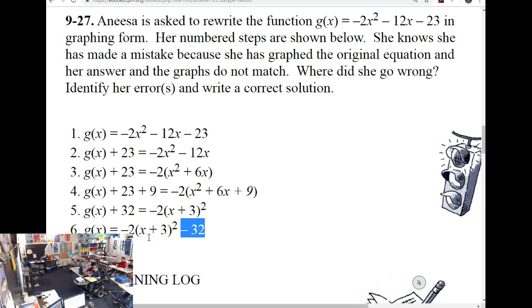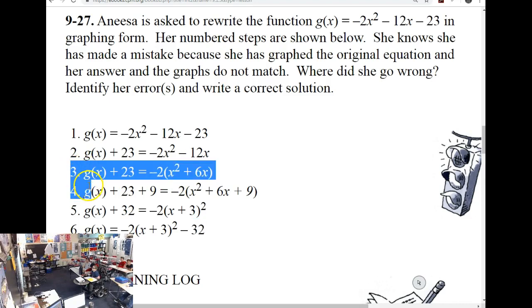I thought it'd be like -6, -32. Nope. So are we good now? Now, if we follow her process, we can find the mistake. Right, we add 23 to both sides, then we factor out a -2, and then what happened between steps 3 and steps 4? She added 9, but then she added it inside the parentheses.